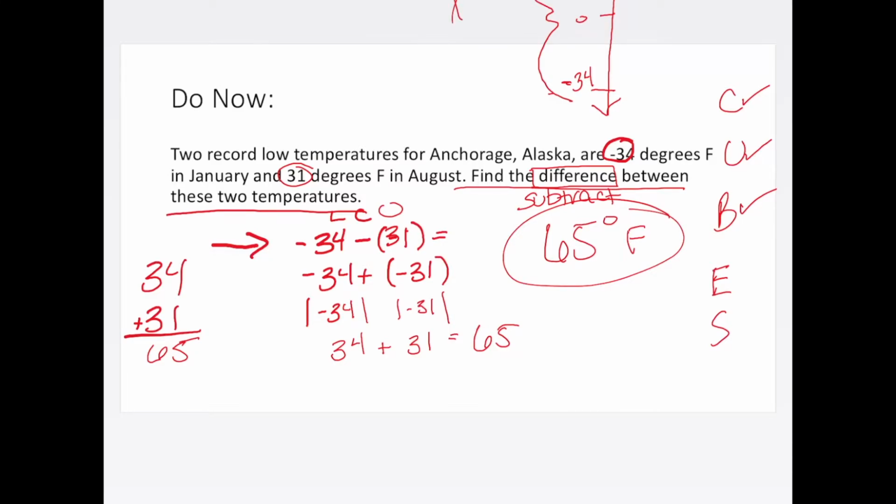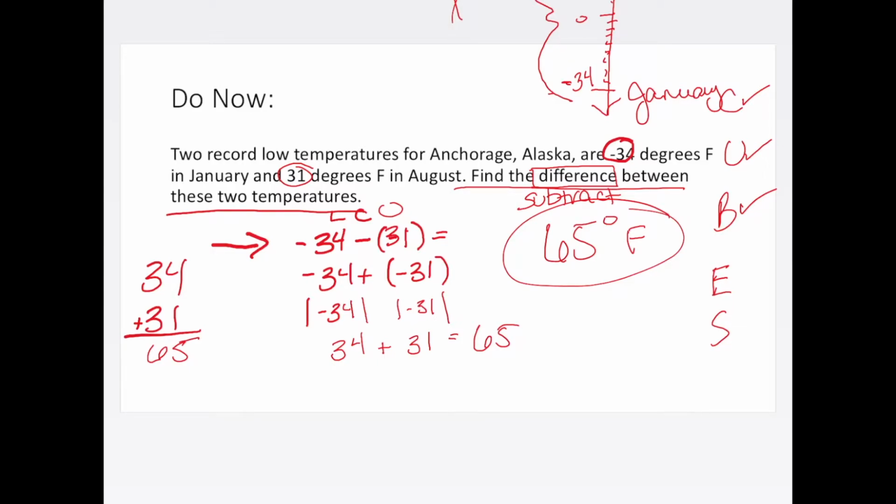But I drew this kind of number line up here for you to think about this. This is August at 31 degrees Fahrenheit. This is January. If this is 31 degrees, there's at least 31 spaces in here. And if this is negative 34, there's at least 34 spaces in here, which means it is way more than just 3 degrees between 31 and negative 34.